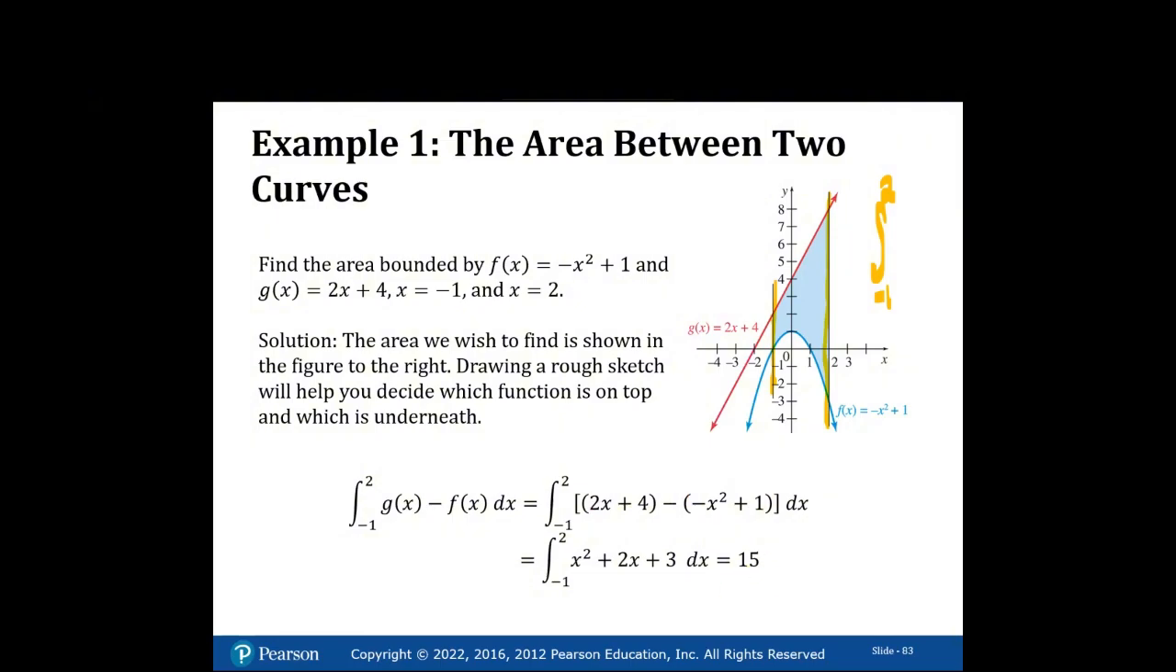Feel free to pause, do it yourself, and double check your work to make sure it came out properly. If you don't want to draw a rough sketch, you can just test values. Pick a value, we know negative 1 is our lower bound. Plug it into g of x, plug it into f of x, see which one's bigger. And you can do the same thing for the upper bound, which is 2. You can also check and see, do my functions ever cross? You can do that by setting them equal to each other to see if maybe there is an intercept. You shouldn't have to do that, though, if they give you x equals negative 1 and x equals 2.